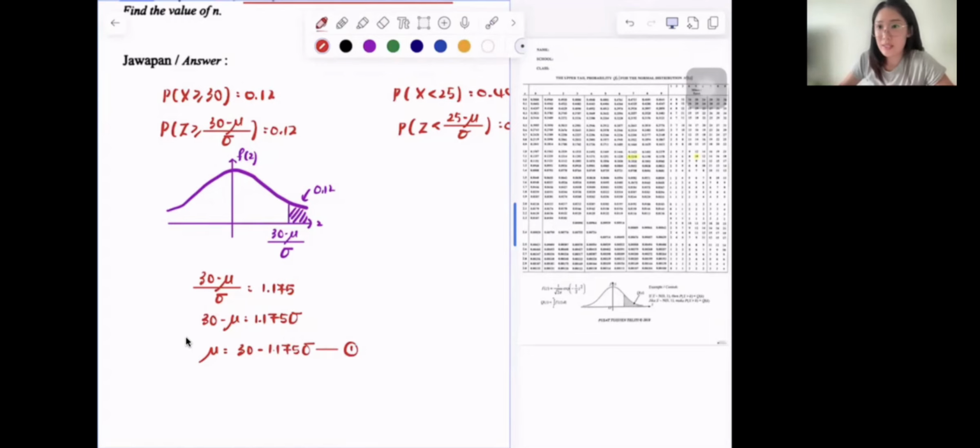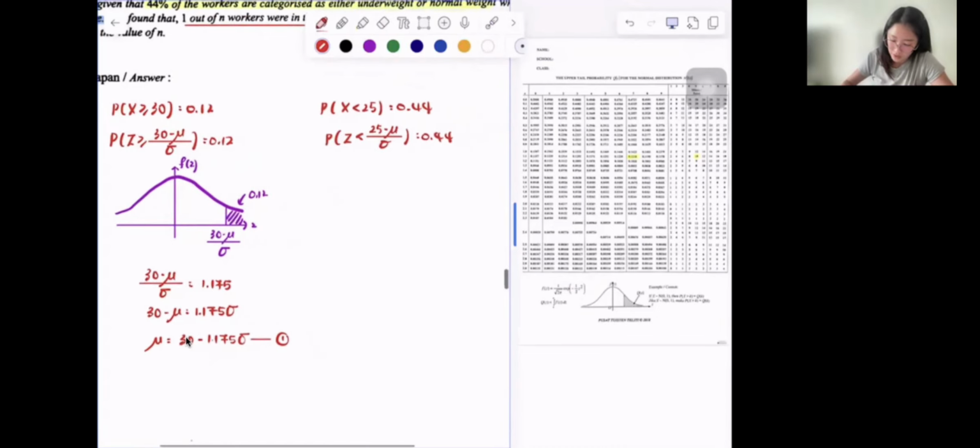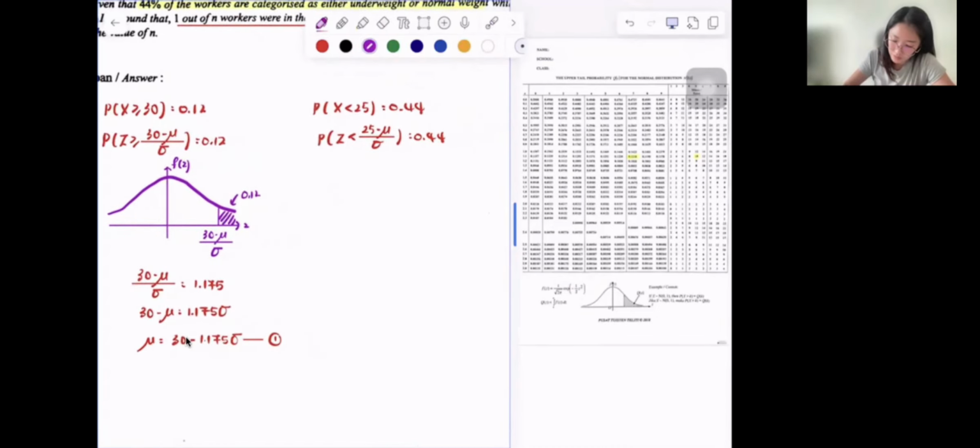All right, and then next. Over here, this one. Same, draw the normal curve. This is your z-score. Now you have lesser, isn't it? Lesser meaning your shaded region is going to be on the left side. 0.44, you haven't passed half a graph yet. So it's over here. Half of the graph is 0.5. So here, (25 minus mean) over standard deviation. Bear in mind, this is a negative z-score.